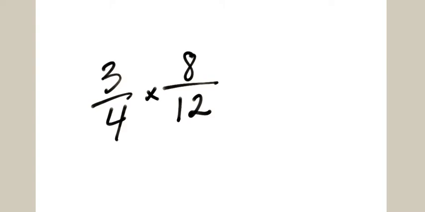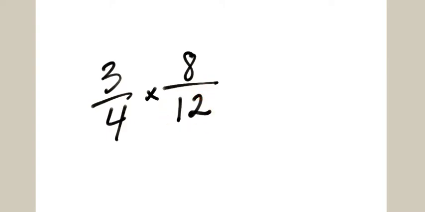Now this is the rule with simplifying. You can only simplify one numerator with a denominator. You can't do a numerator with a numerator, or a denominator with a denominator. It has to be a numerator with a denominator. It doesn't matter if they're diagonal.